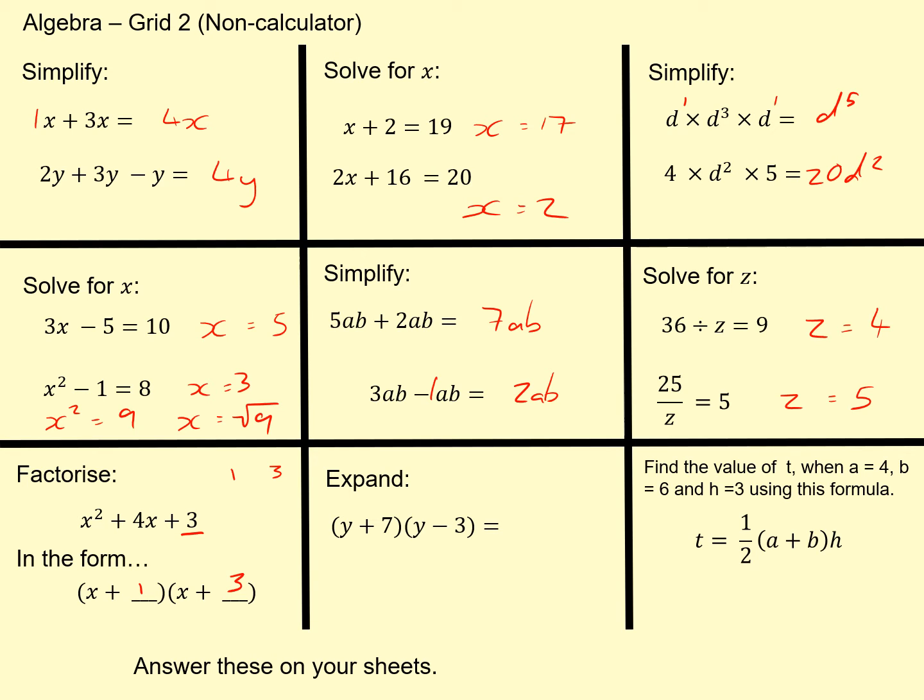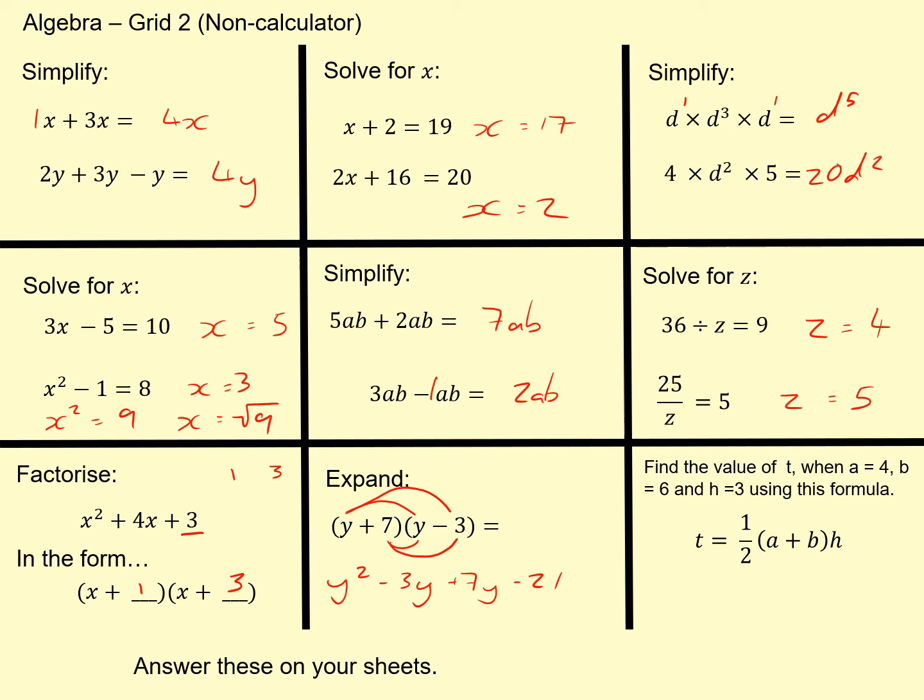Next up, expand. So double bracket. Let's work out using FOIL first. So we've got y squared. We'll do the outer. So y times minus 3 is minus 3y. We'll do the inner. So 7 times y is plus 7y. And then we do the last, that is the last term in each bracket. So 7 times minus 3 is minus 21.